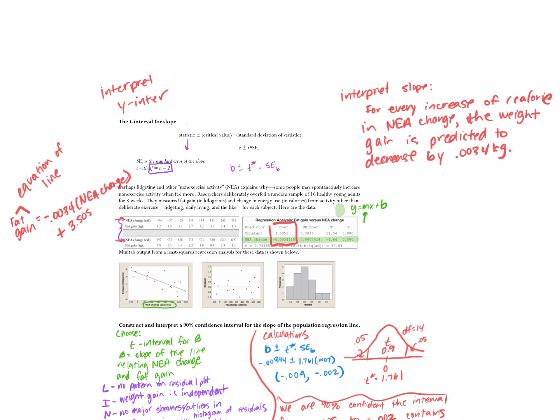The y-intercept happens when x is equal to 0. To be on the y-axis, your x-coordinate is 0, yes? So an x-coordinate of 0 here would be a person who doesn't fidget. So a person with 0 calories NEA change is predicted to gain 3.505 kilograms.